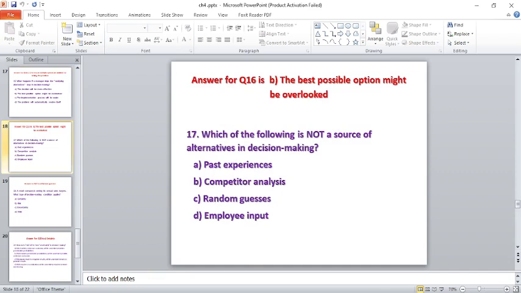Question number 17. Which of the following is not a source of alternatives in decision making? A. Past experience. B. Computer analysis. C. Random guesses. D. Employees' input. The answer for question number 17 is C. Random guesses.